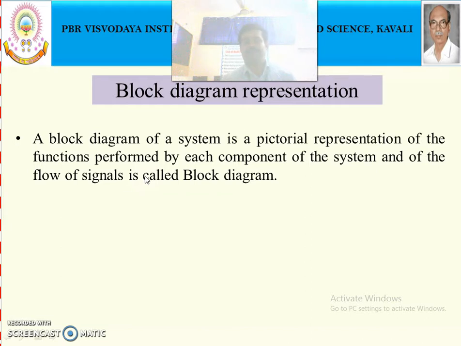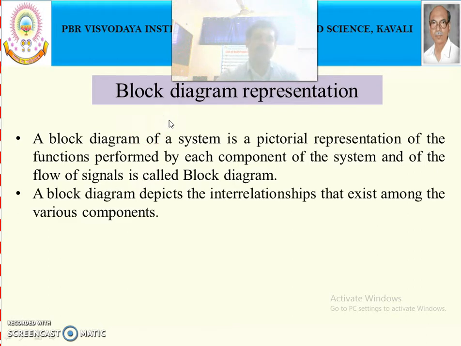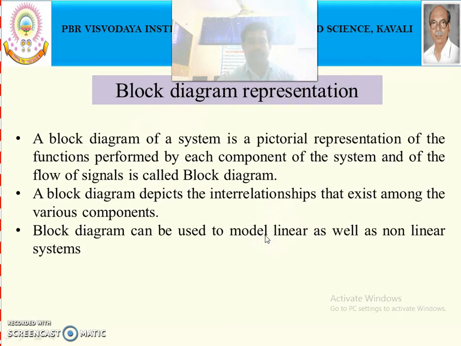This block diagram is nothing but the pictorial representation of the functions performed by each component and the flow of signals between these components. The block diagram depicts the interrelationship that exists among the various components. What are the relations existing between the components? It will explain. A block diagram can be used to model linear as well as non-linear systems.